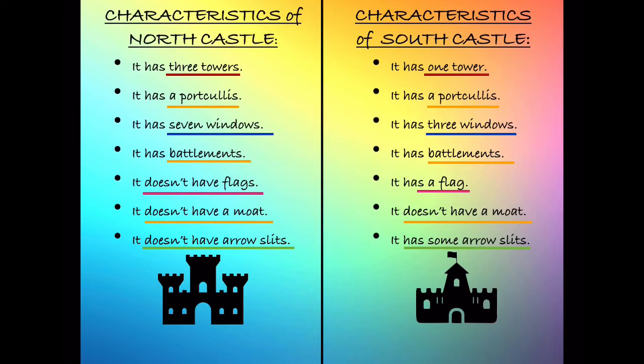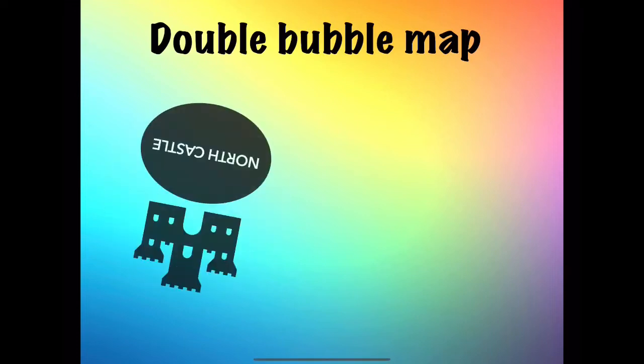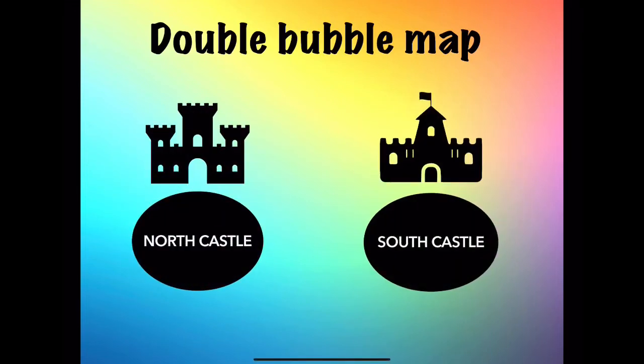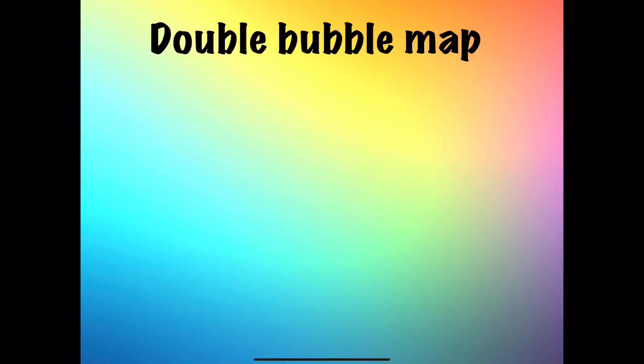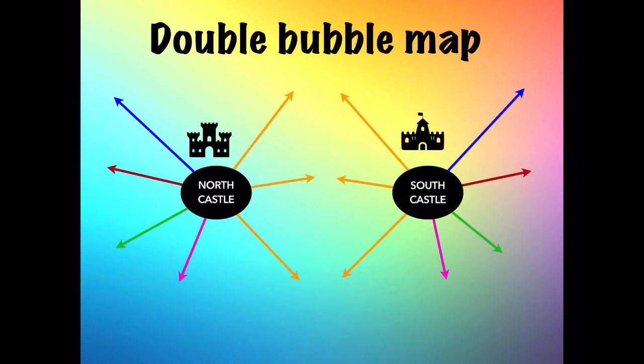This has helped us a lot to organize all the information that we had about the North Castle and the information we had about the South Castle. But as some of you already know, I love double bubble maps. And I think it's a great way to organize all that information in a mind map. But the cool thing about this mind map is that it's called double bubble because we have different bubbles that are the same for some and different from others. So we will have the North Castle and the South Castle. And this is what our double bubble map will look like.